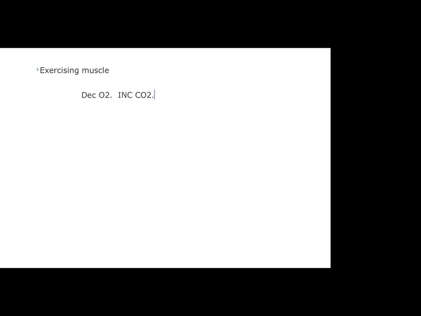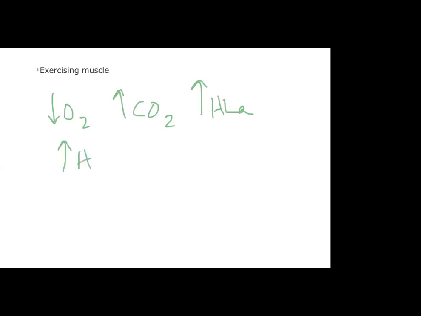Actually, let me just write these, I think it's better. We will have low levels of oxygen. We will have high levels of carbon dioxide. We will have high levels of lactic acid. HLA stands for lactic acid because the exercising muscle, the higher the intensity, the more lactic acid is being produced, which means we have high levels of hydrogen from that lactic acid.